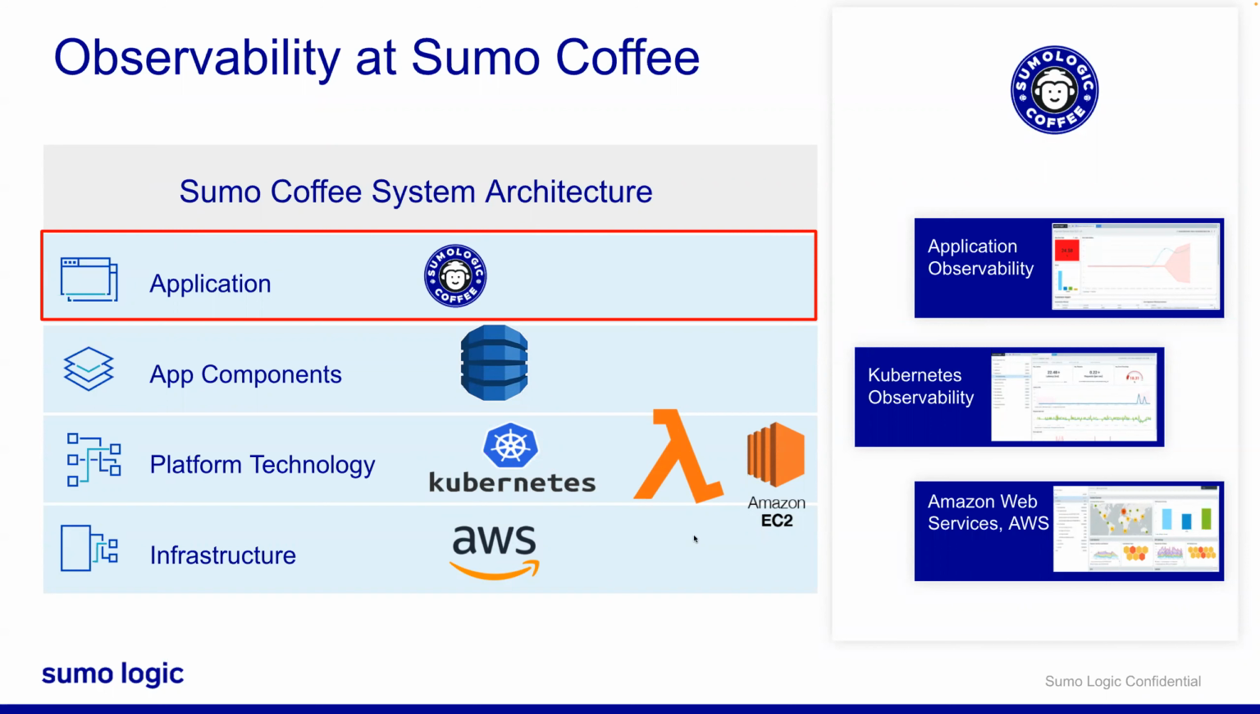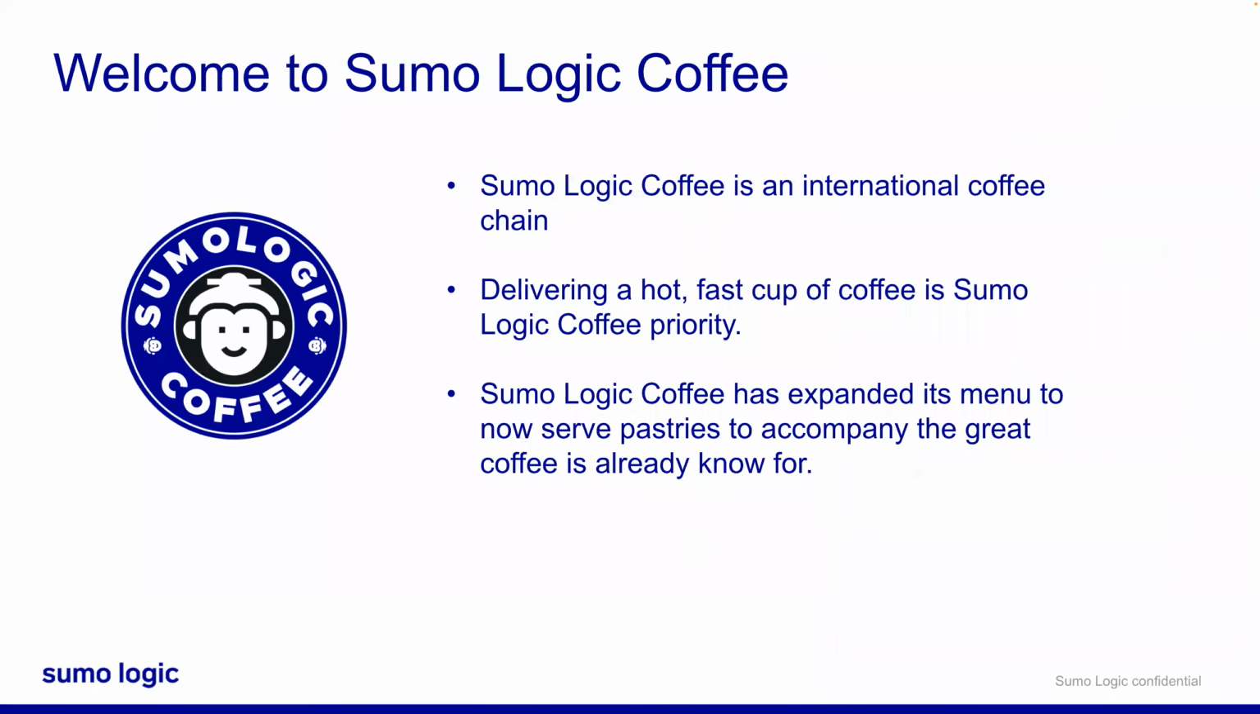Now let's introduce Sumo Logic Coffee. As you know, Sumo Logic Coffee has thousands of locations around the world, at least for today's topic. And our goal at Sumo Logic Coffee is to deliver a hot, fast cup of coffee. That's priority number 1. We've also expanded our menu to include pastries, which I don't think we're actually going to use for this lab, but as an FYI, we sell pastries now.